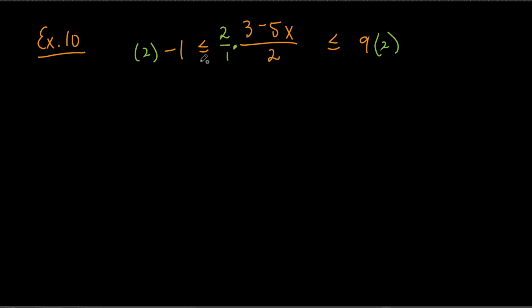Go back to the yellow. So what happens here? 2 times -1. Now, what did we do? We multiplied by a positive number. Does that mean we change the inequalities? No, we don't, because we multiplied by a positive number.